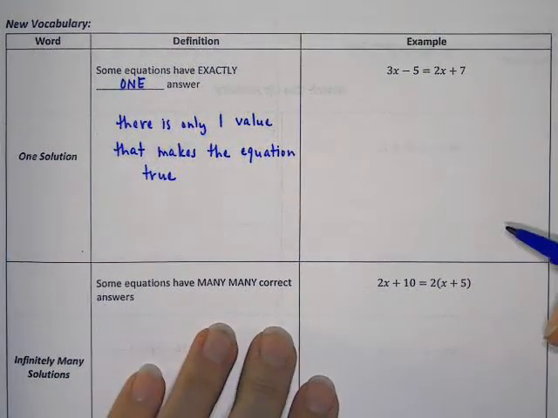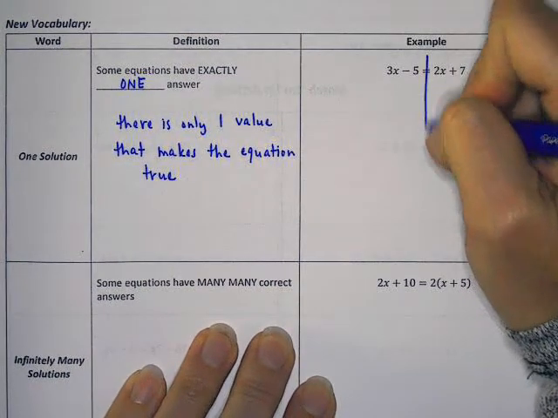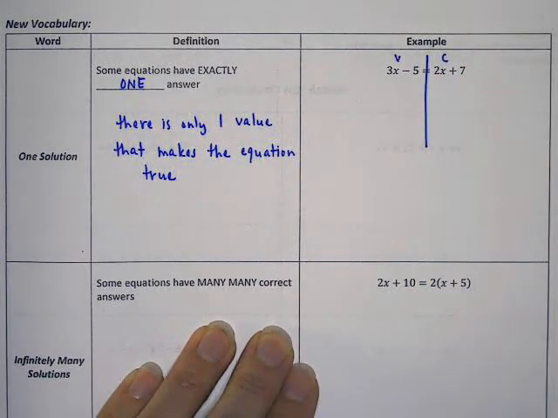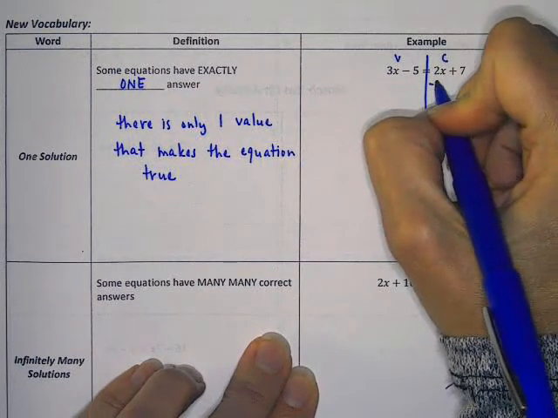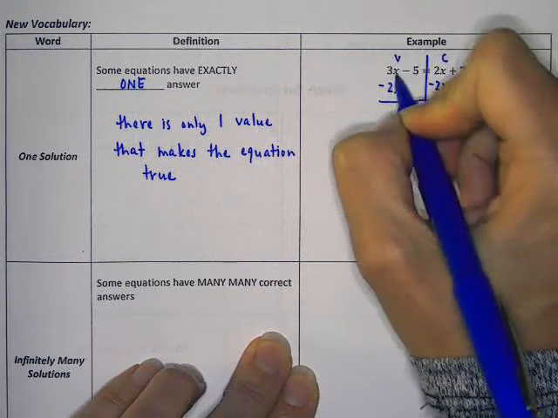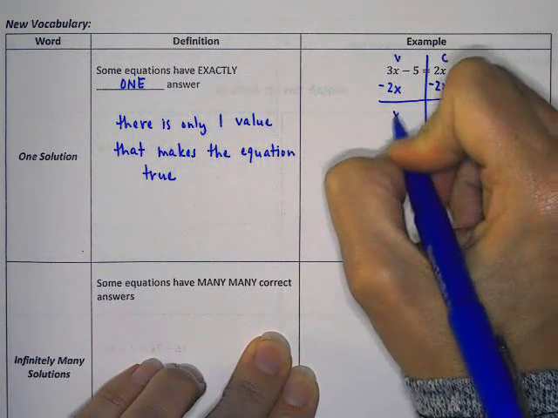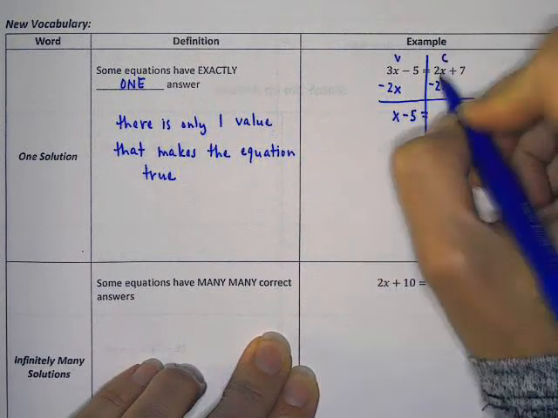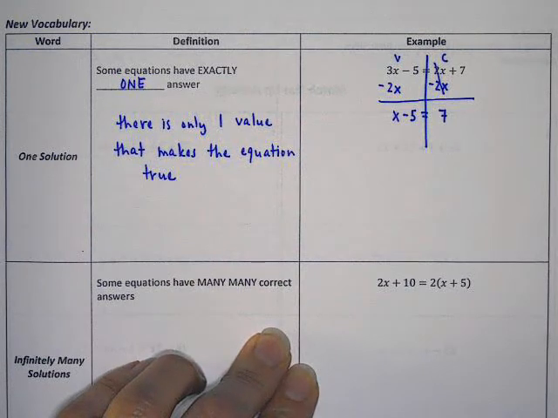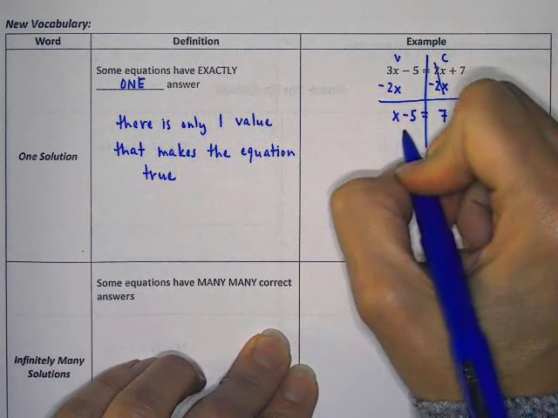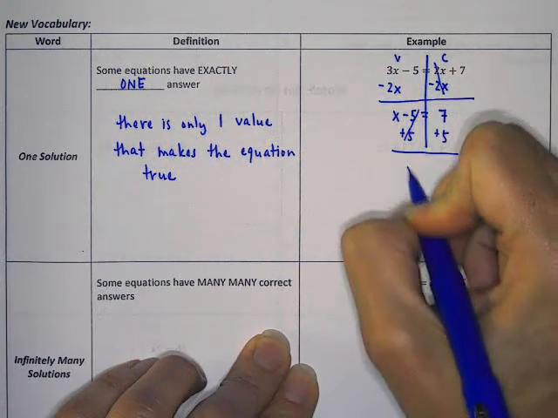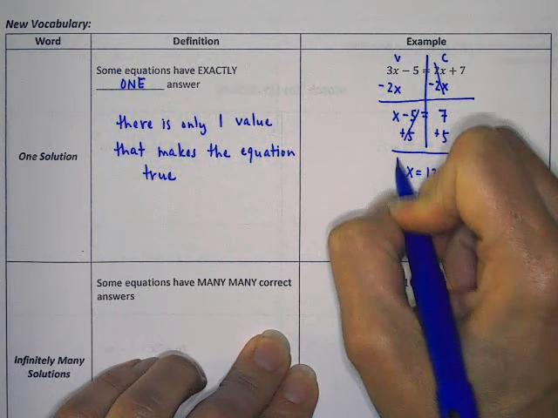Okay, so a problem may look like this. Again, here's another example where we have variables on both sides. I'm going to move my variables to the left and my constants to the right. First thing I'm going to do is move this 2x by subtracting. So 3x minus 2x is 1x minus 5. On my right-hand side, I have just a positive 7 left. So now to get x by itself, to isolate x, I'm going to add 5 to both sides. And I get x equals 12.